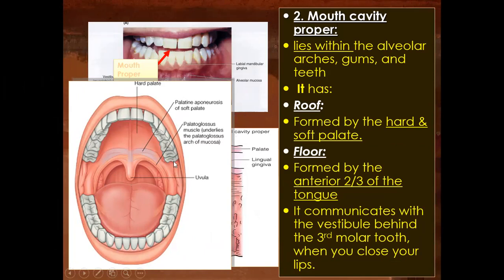So this is the only communication. When the mouth is closed, there is no communication except from behind the third molar tooth. Here you can see the anterior two-thirds of the tongue, and the roof is formed by the hard palate, and here is the soft palate. The anterior two-thirds is forming the floor. The posterior one-third will actually be in the pharynx, the oropharynx. We'll see later.